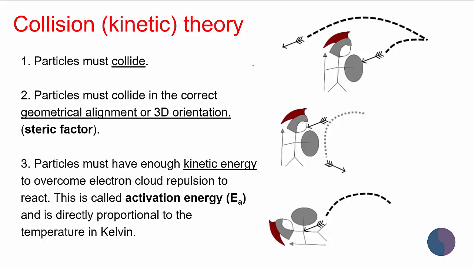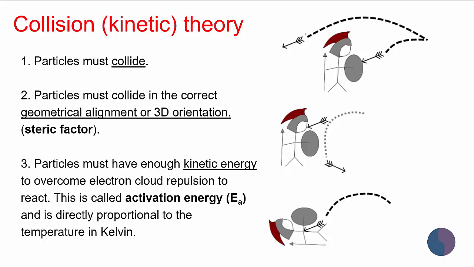So we've looked at how to measure a rate of reaction, how fast a reaction goes, and now we're just looking at how a reaction actually occurs. So a reaction must do the following three things in order to actually happen. So the first one is that the particles must collide.